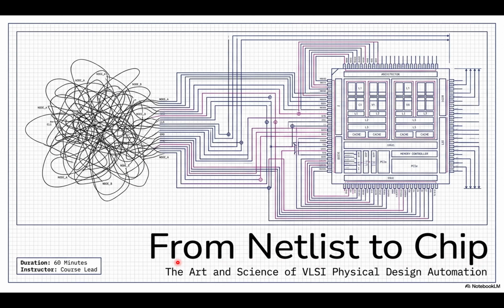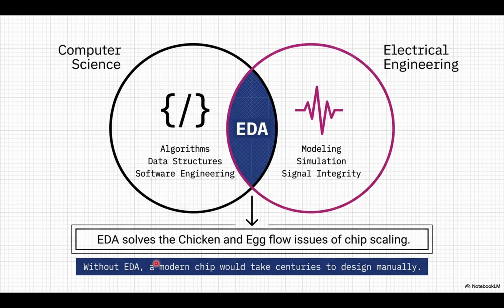And we'll see how the software that does this, electronic design automation, or EDA, basically operates at the intersection of computer science, electrical engineering, and... what honestly feels like dark magic. Yeah, the magic aspect is something you actually hear a lot in this field. I kept seeing that word in the source materials.